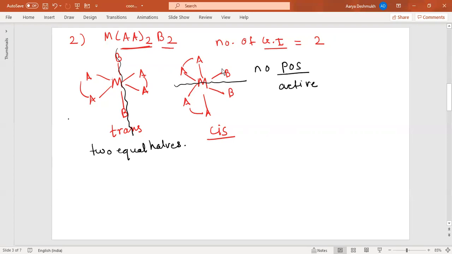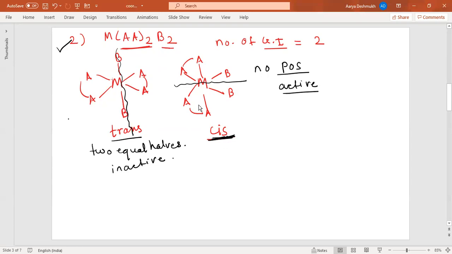And due to this no plane of symmetry, it will be optically active. By looking at this structure, you might think that it can be cut into two equal halves. But this is not possible because these ligands, this and this, do not lie in one plane. So this is optically active. So for the cis isomer, this question is many a time asked. For this type of complex, MAA2B2, the cis isomer is optically active, whereas the trans is optically inactive.